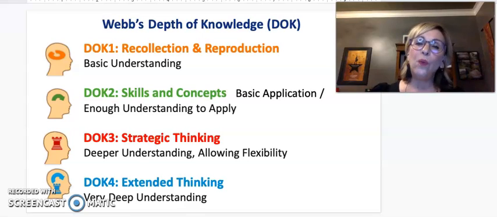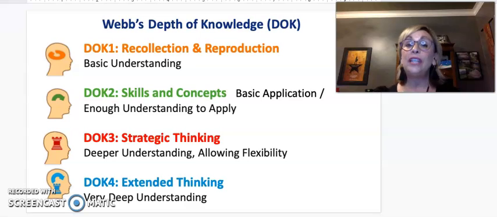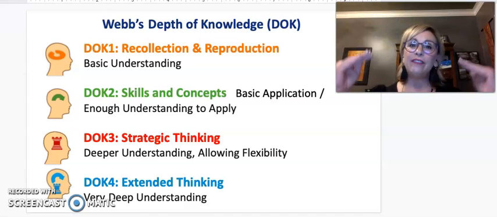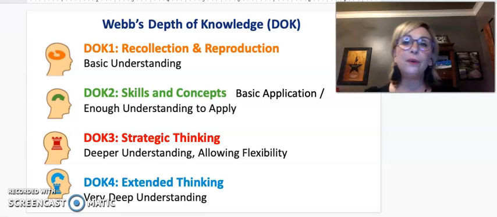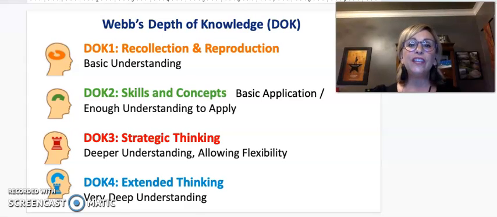But now let's talk about Webb's depth of knowledge, because I like thinking about this because it does relate to Bloom's, but it puts it in a different way of thinking that I really connect with. So Webb's depth of knowledge is a quick review. We have levels 1 through 4, and you can see what they do there on the screen. It's a lot like what we have seen in Bloom's. So let's take a look at that.